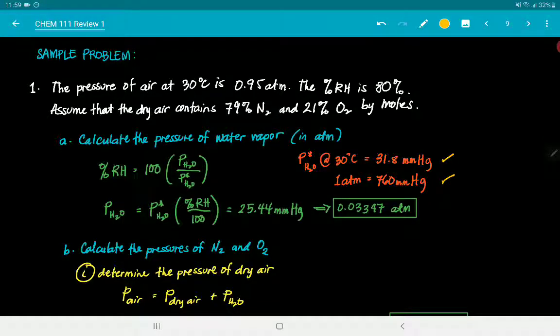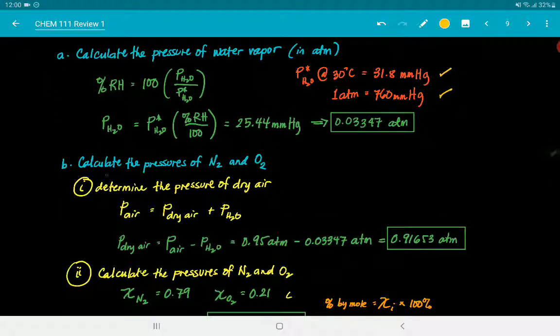Okay? So rearranging this equation para ma-equate natin siya sa pH2O. So the pressure of H2O is equal to the saturated vapor pressure of H2O times the percent relative humidity over 100. So if you calculate this, meron tayong percent relative humidity na 80% over 100. The saturated vapor pressure is given here na 31.8. So makukuha natin ay 25.44 millimeters mercury. If we convert using this conversion factor, makukuha natin ay 0.03347 atmospheres. So that would be the pressure of water in the system.